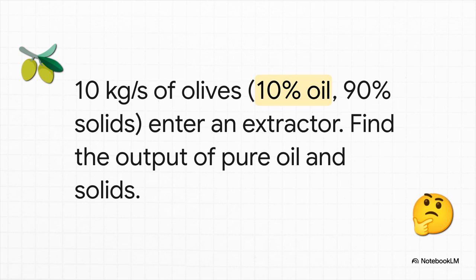So here's our mission. We have a stream of olives, 10 kilograms worth every single second, flowing into a machine called an extractor. We're told these olives are 10% oil by mass. The machine does a perfect job of separating them. The question is, how much pure oil and how much solid stuff comes out the other end?